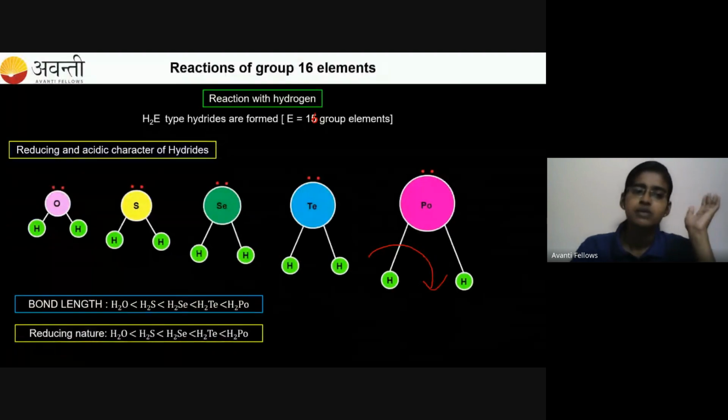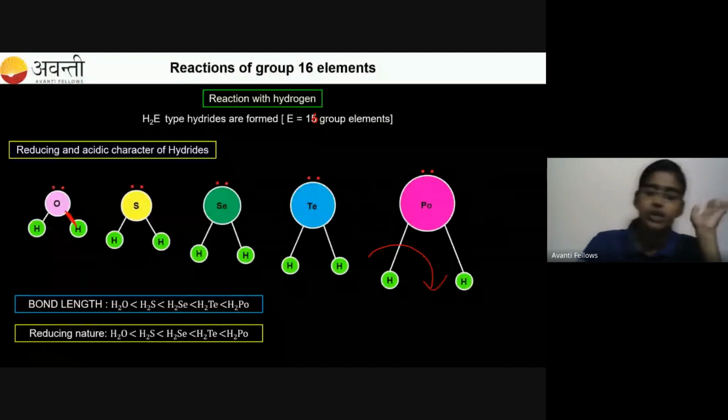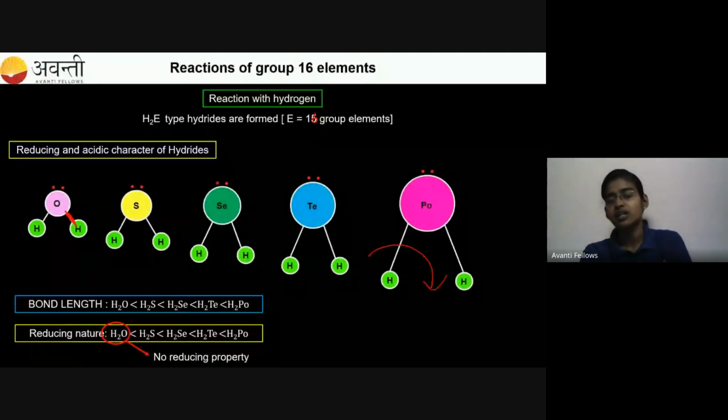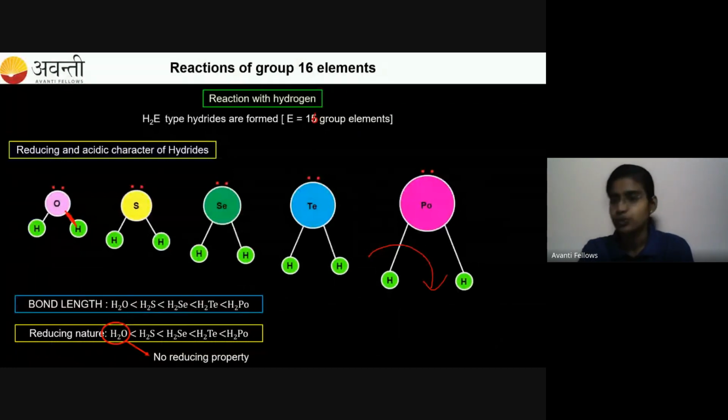So the O-H bond is very, very strong. It cannot be broken so easily. So H2O will not have the reducing property. No reducing property for H2O. Got it? And since polonium is able to give out its hydrogen so easily as H plus, it has the highest acidic character also.